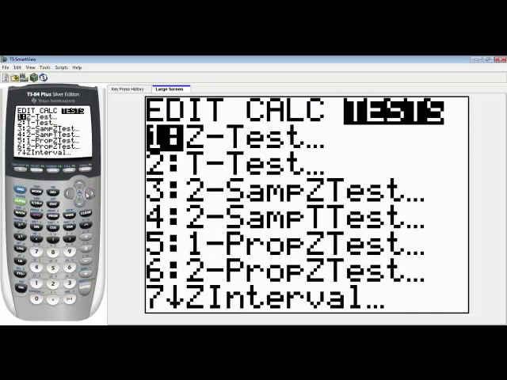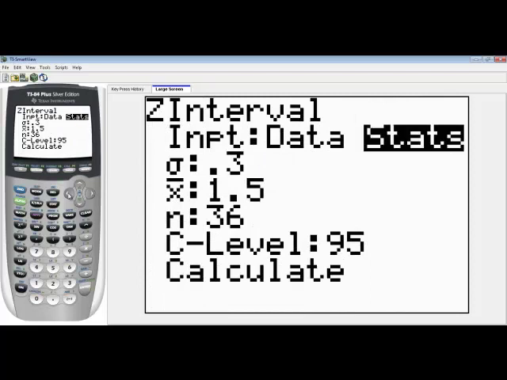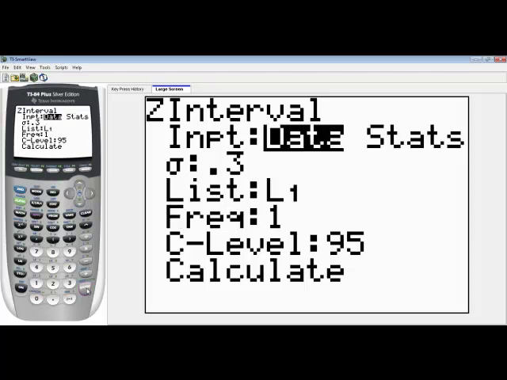Okay, once you've got those in, you can go ahead and hit your Stat button, go over to Tests. We need a Z interval again. This time I'm just going to hit 7. This time I need to make sure that I've chosen data, so I'm going to move this over to Data and hit Enter over there. It still asks for the population standard deviation, which we have, so that's 6.7. If you need to, you can change the list here to collect data from other lists. I put mine in L1, so I'll leave it there. You should never touch the frequency, leave that at 1.